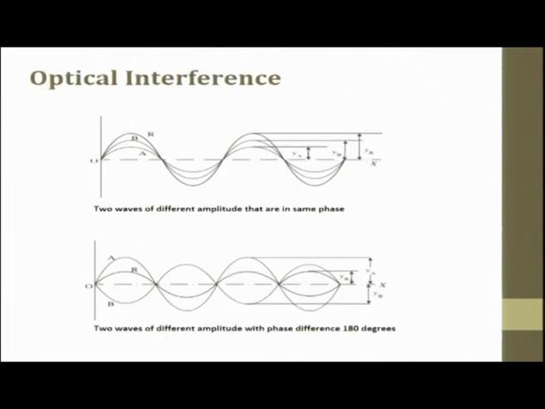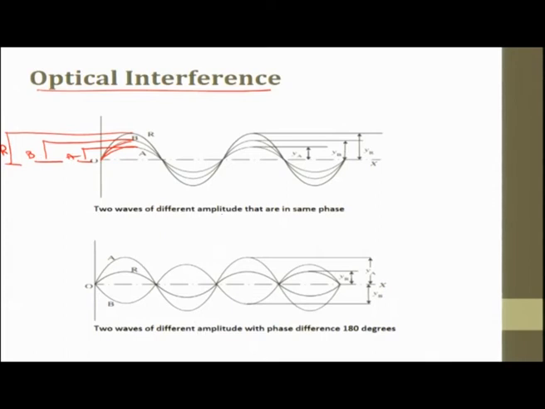So, next is optical interference. In optical interference, we take two waves of different amplitude but of the same phase. So, what are they? A is one, B is the other, right? They are of varying amplitude. This is A and this is B. Since the phase is the same, you get a resultant R, which is the addition of A and B.